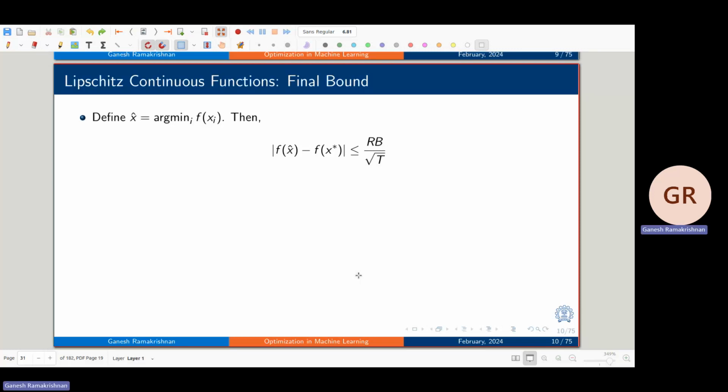What is the connection between the pink part and the part highlighted here? Sorry? 1 by epsilon square. He's saying that if I want this value to be less than or equal to epsilon, then the time required will be 1 by epsilon square. Right?